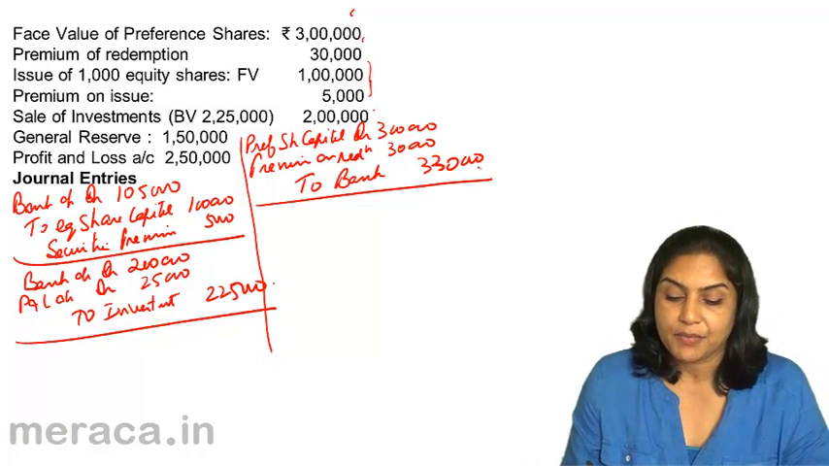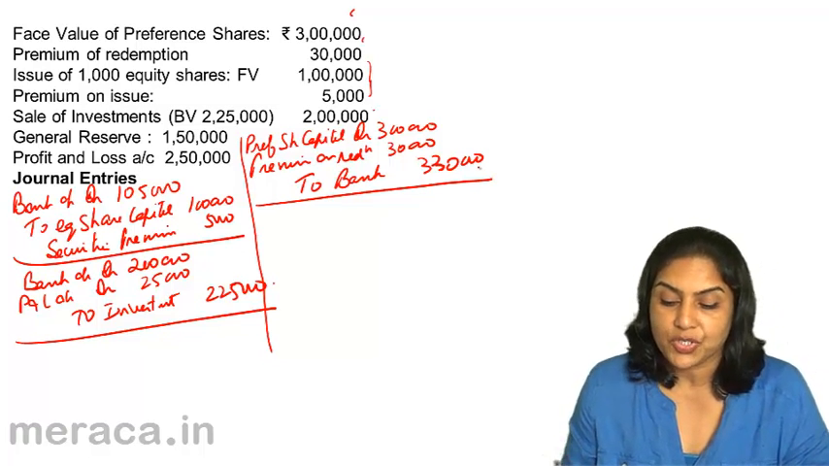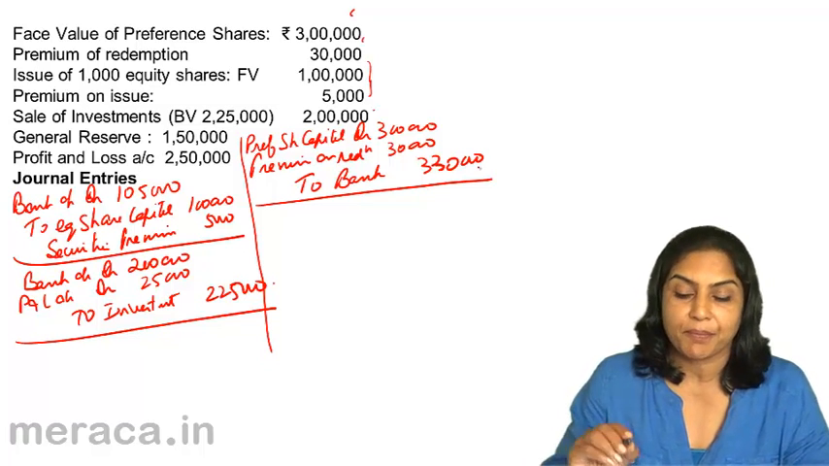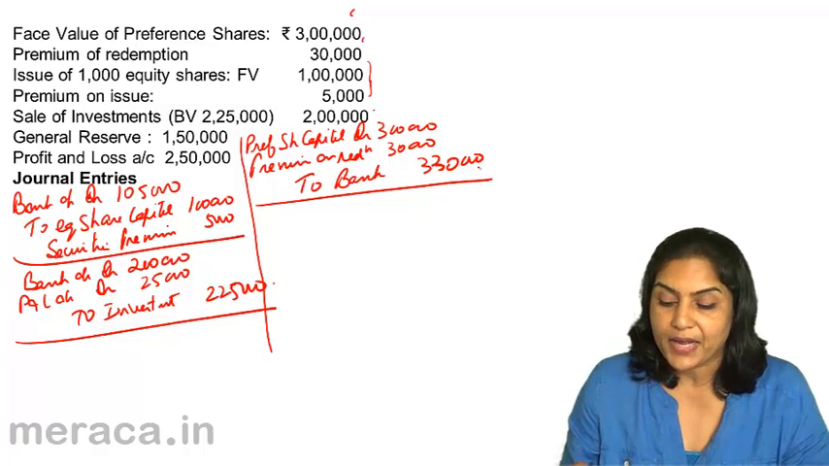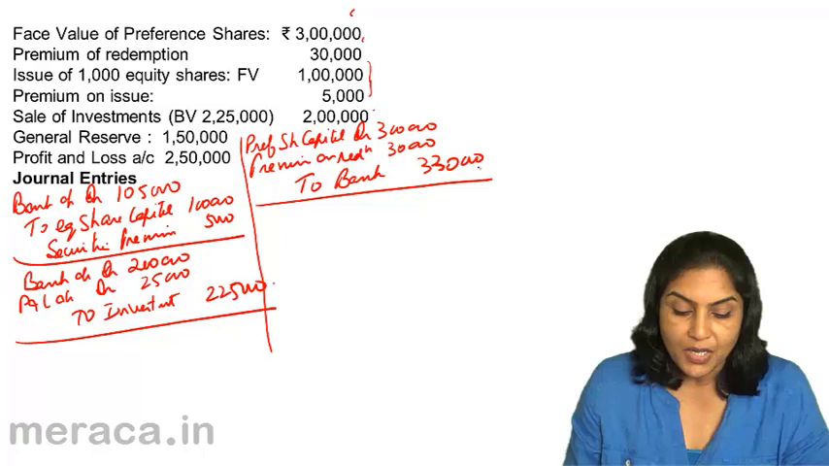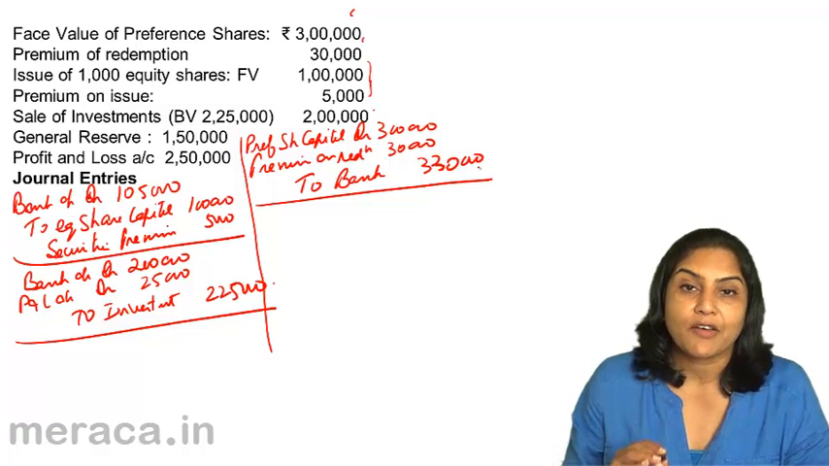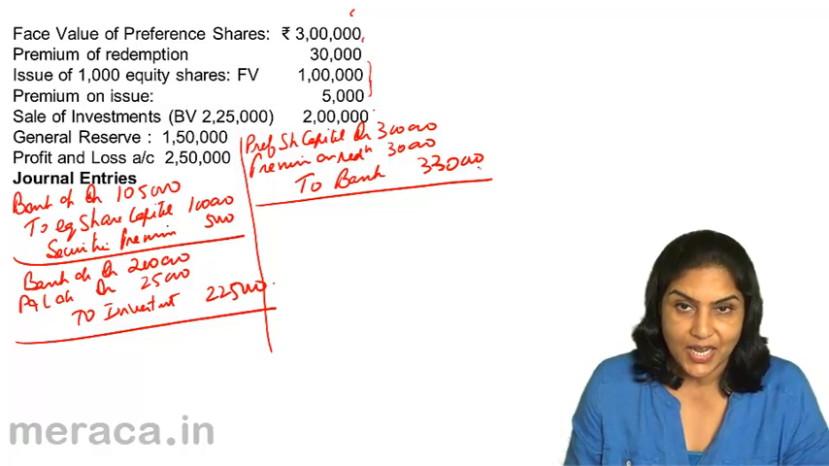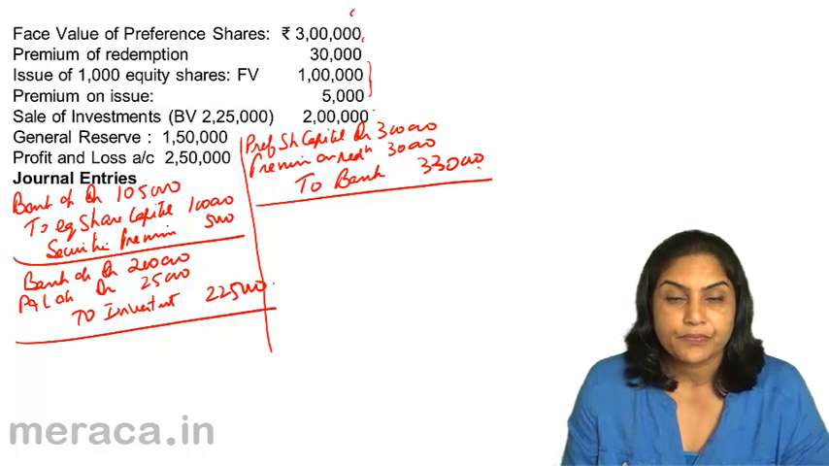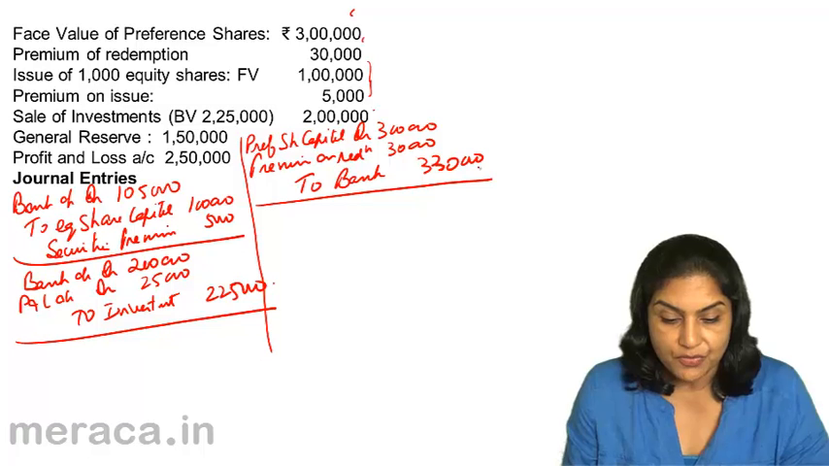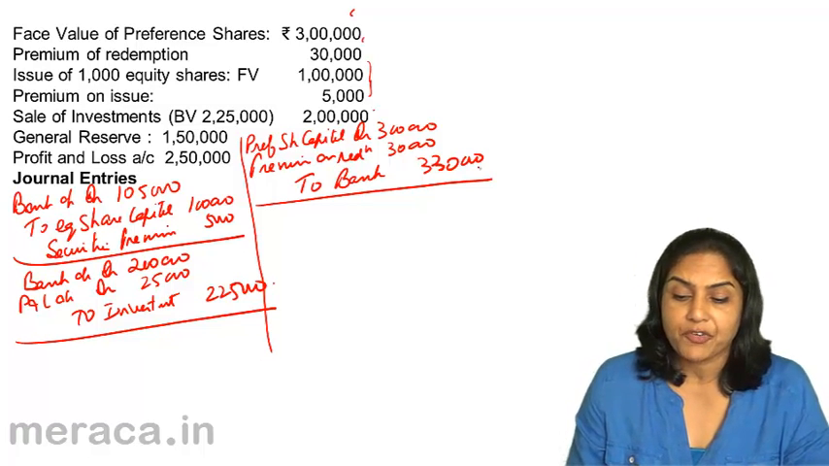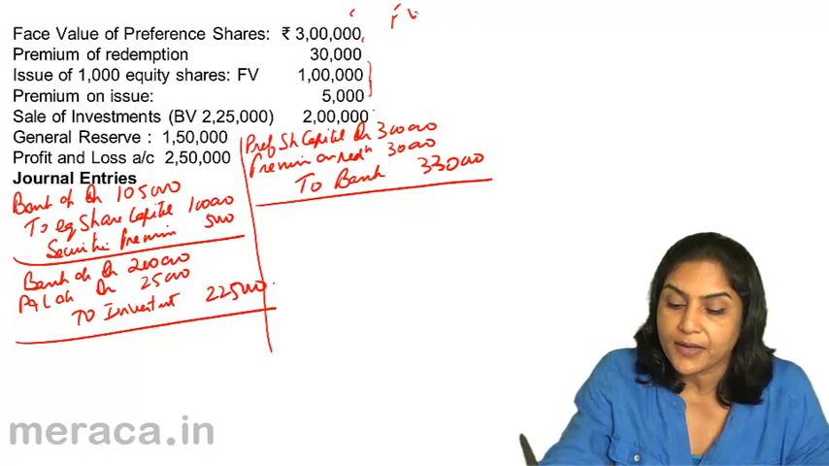Preference share capital debited 3 lakh, premium on redemption 30,000 to preference shareholders to bank 3,30,000. I've combined that and made it as to bank 3,30,000. So preference share capital has been redeemed, fresh issue has been done, we have sold investments and raised cash. Now some balance needed to be transferred to the capital redemption reserve. How much is that? Face value of preference shares to be redeemed is 3 lakh.